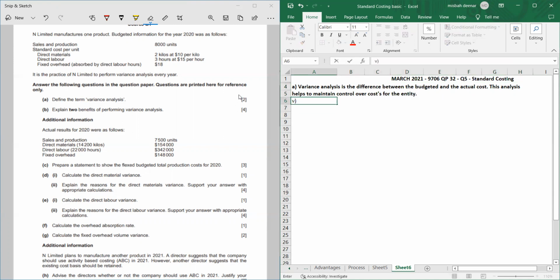Then explain two benefits of performing variance analysis. So two benefits. Number one, we can find out about the areas of inefficiencies and we can take the appropriate remedial actions to resolve those inefficiencies.